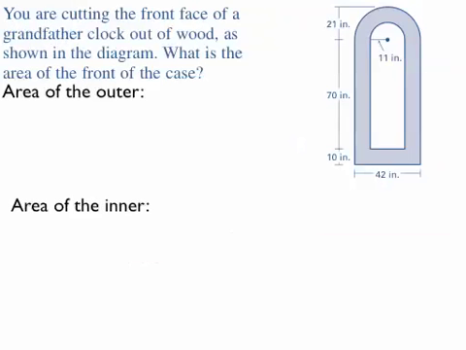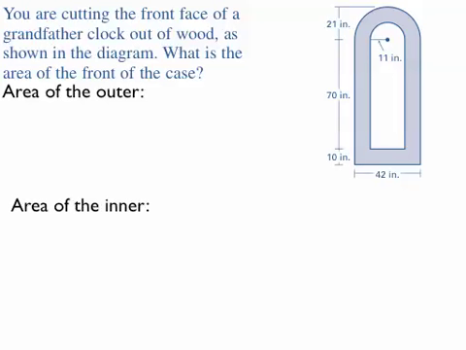This next example says you are cutting the front face of a grandfather clock out of wood as shown in the diagram. What is the area of the front of the case? Again, I have a shaded region here. Notice I have 2 shapes. Both of them look like rectangles with a semicircle added to the top of them.